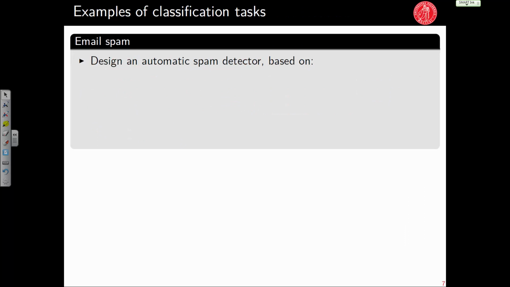If we go back to the email spam example, how do we actually design an automatic spam detector to do the classification? It's a textbook example of classification, and we all have it in our mailboxes nowadays. It's easy to explain and shows what it means to do classification. Normally you would have a set of messages tagged as spam or legitimate email.